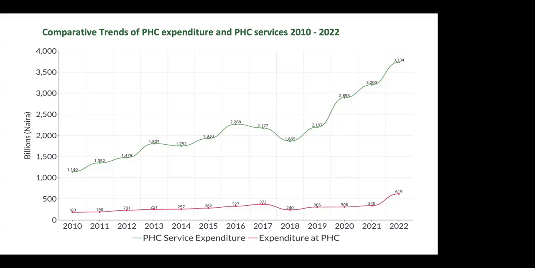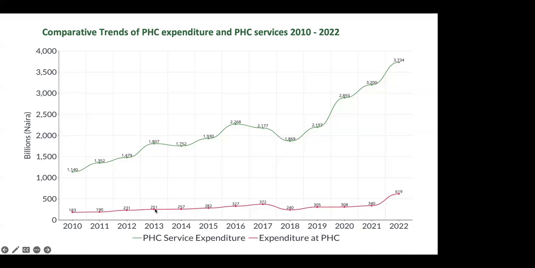What we find, however, in the Nigerian space is this: the red line tells you about healthcare expenditure that happens in primary healthcare services, and the green line shows the total primary healthcare expenditure.